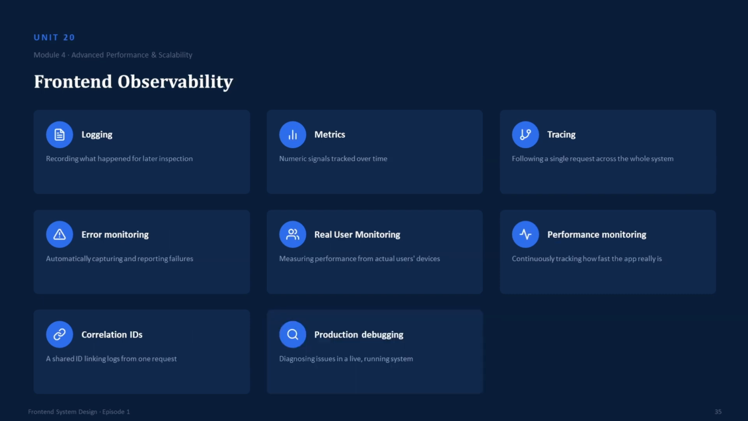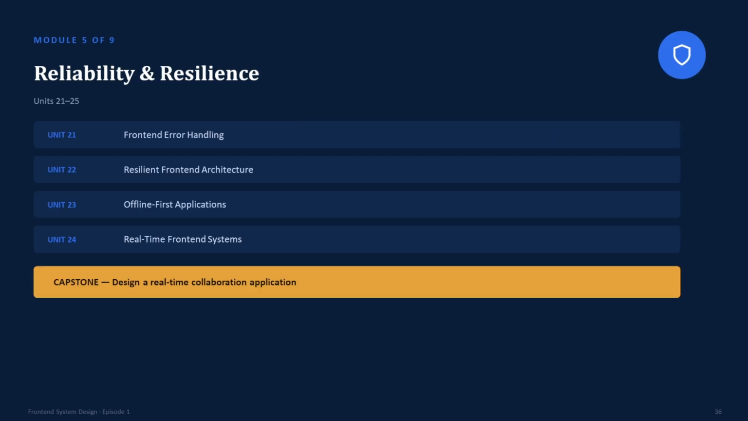Then in the next unit, we are going to see front-end observability. Here we are going to see how we can log in the front end, what different metrics we need to see, how to do real user monitoring, what is a correlation ID, which is very important, and how to do performance monitoring. All this type of observability we are going to see.